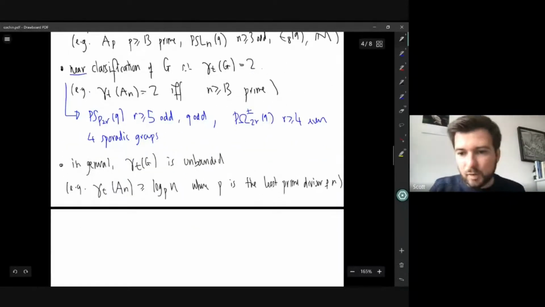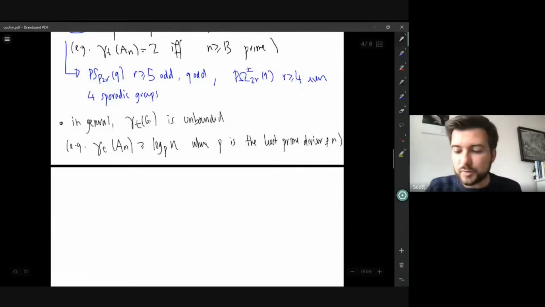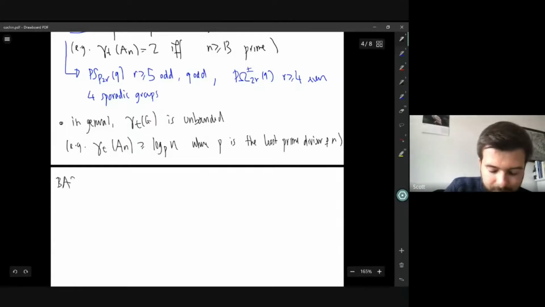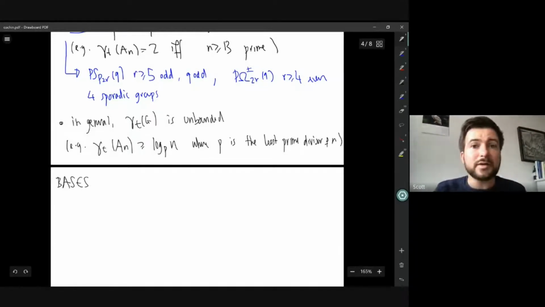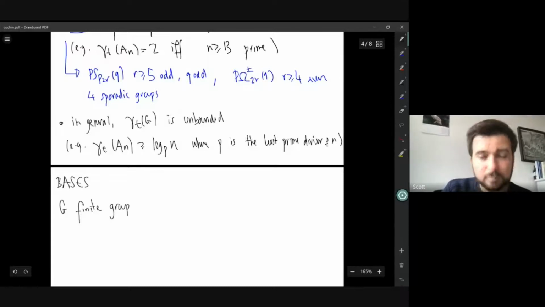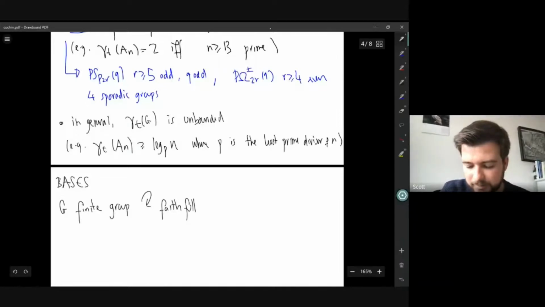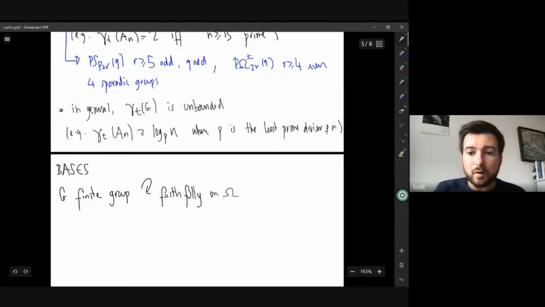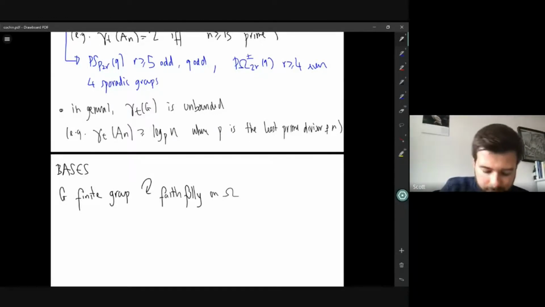I just want to highlight one technique because it draws a connection with another area of group theory that is very appealing, namely the idea of bases of a permutation group. So for this page, I'll stop my assumption that G is a simple group and just assume it's any finite group acting faithfully on some set Omega. Many of you will know this, but let me just tell you what a base for this action is, in case you haven't seen it.